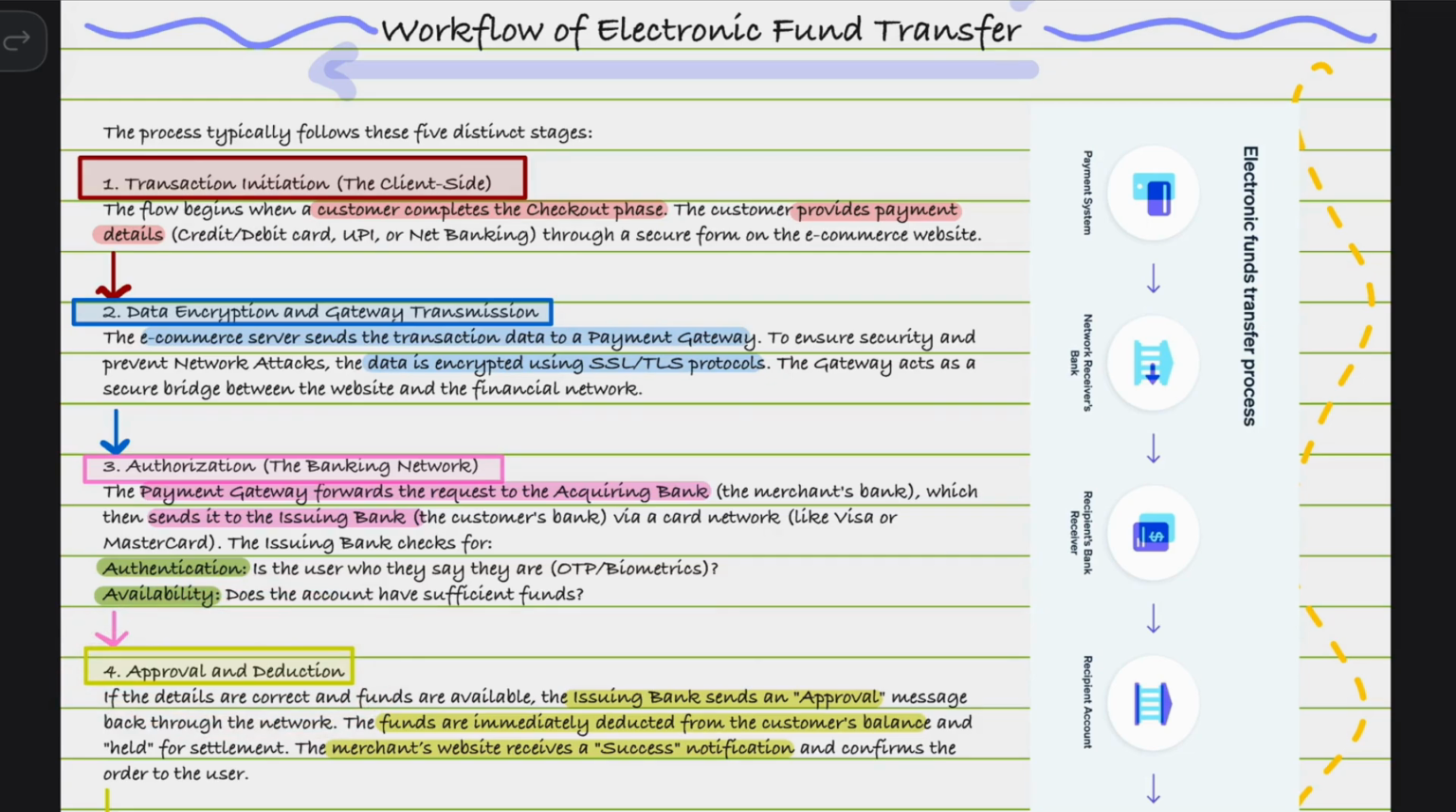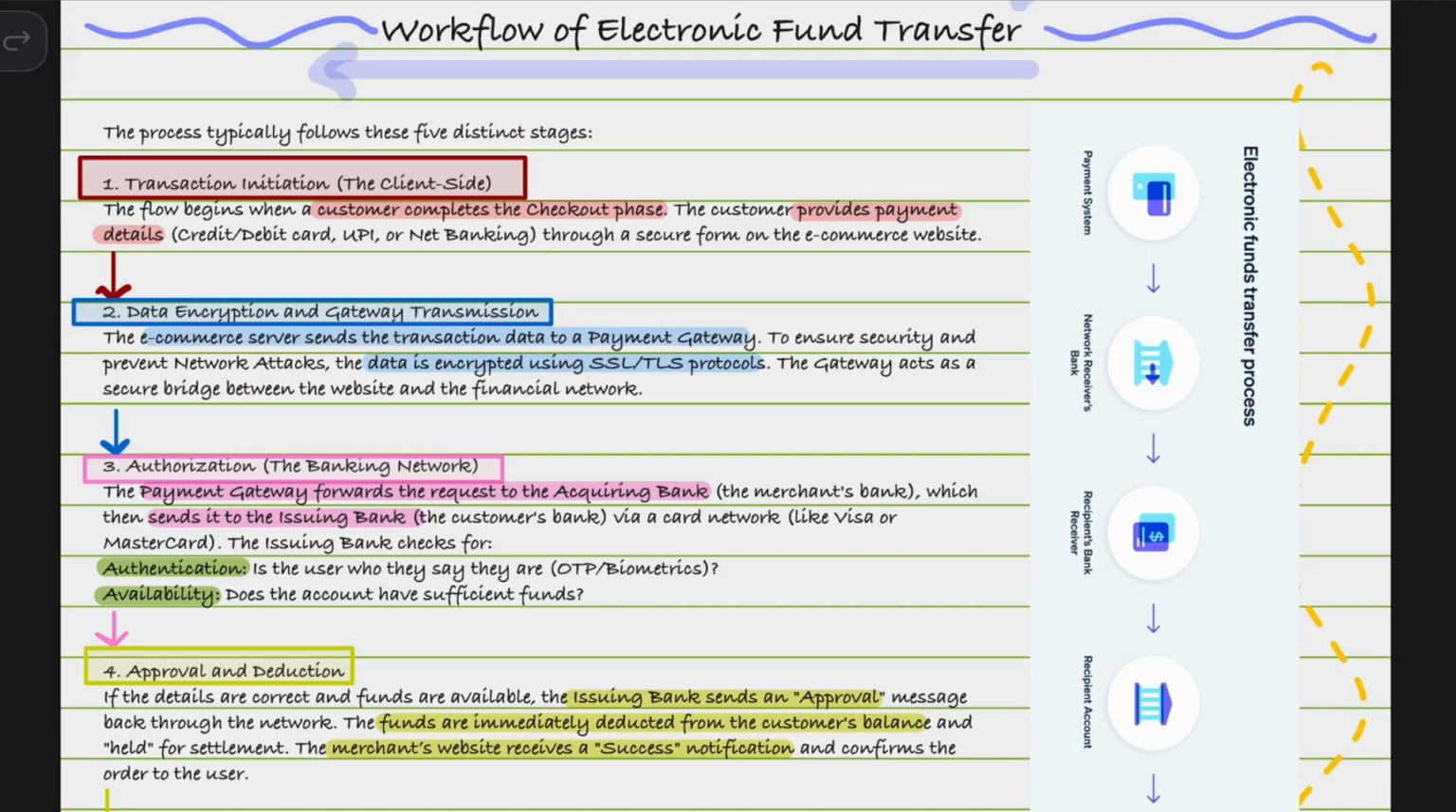So Rahul's bank approves the transaction, and it immediately fires an encrypted success code message back through the card network to the gateway. Alright, so an approval message is sent, and funds are immediately deducted from the customer's bank account and held for settlement, and the merchant website receives a success notification. So we get that beautiful flash: Rahul sees order confirmed on his screen.